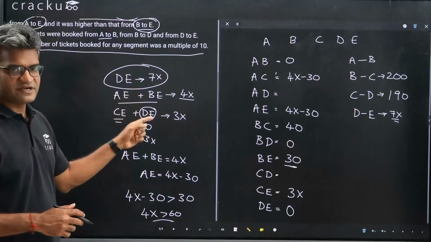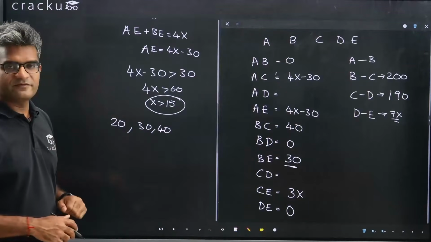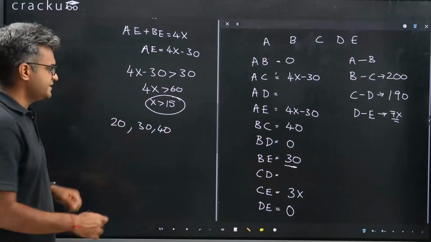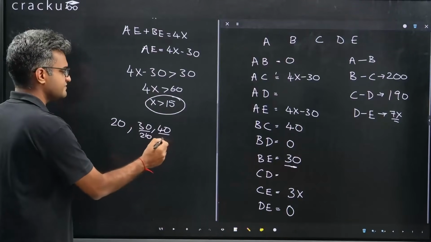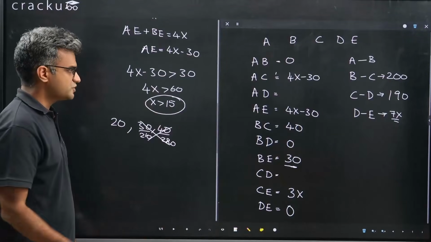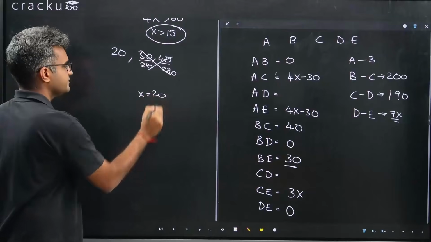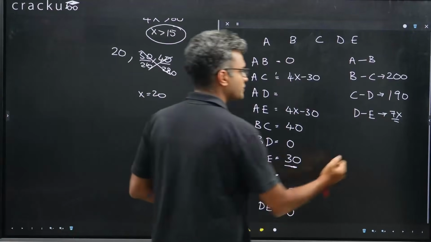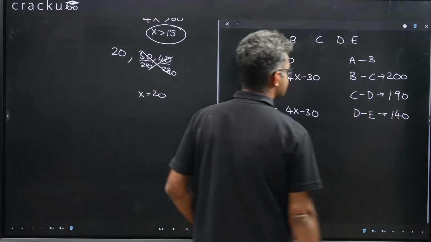So that has to be definitely less than or equal to 200. And x has to be a multiple of 10. If x is 30, 7x will be 210. If x is 40, 7x will be 280 and so on. All of them are greater than 200. So the only possibility is that x has to equal 20. Therefore, the total number of people who traveled from D to E has to be 140, which is 7x.